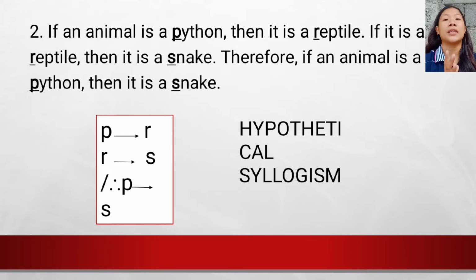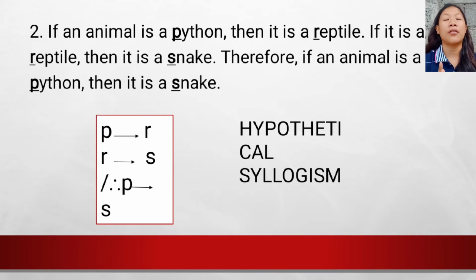From the first statement, we will notice that our antecedent now is "if it is a reptile." But if we notice the consequence of the first statement, then it is a snake. So, mapapansin natin na meron na naman tayong bagong consequence, which is underlined, the letter S. So, our second premise is R implies S.